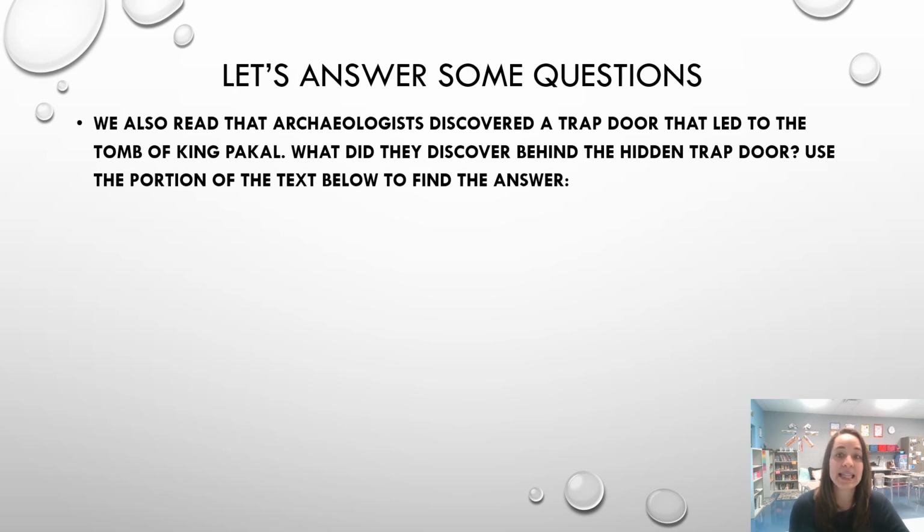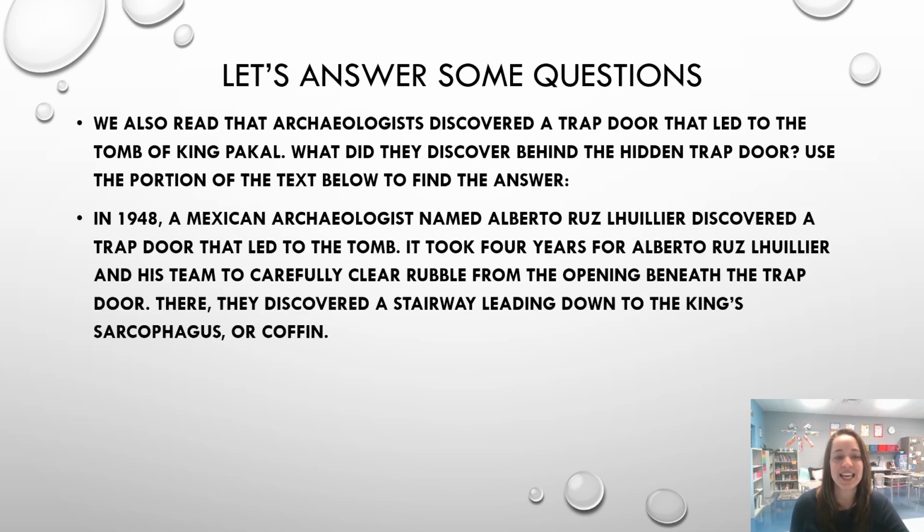What did they discover behind the hidden trapdoor? Use the following portion of the text to find the answer. In 1948, a Mexican archaeologist named Alberto Ruz Lulier discovered a trapdoor that led to the tomb. It took 4 years for Alberto Ruz Lulier and his team to carefully clear rubble from the opening beneath the trapdoor. There, they discovered a stairway leading down to the king's sarcophagus, or coffin. They found the king's sarcophagus, or coffin.